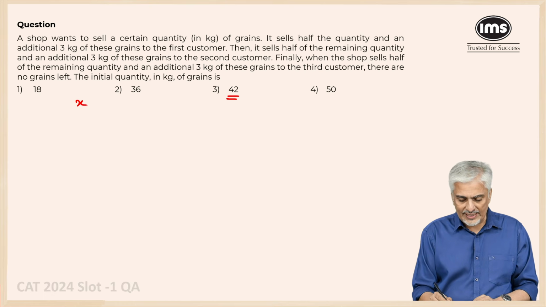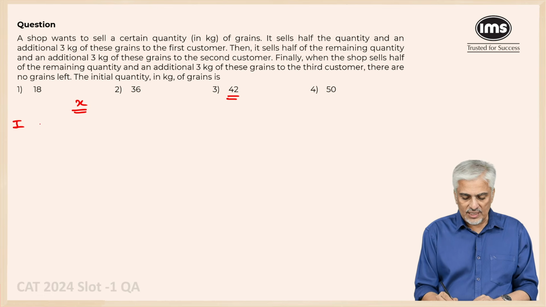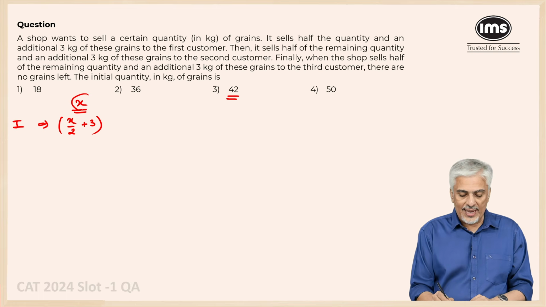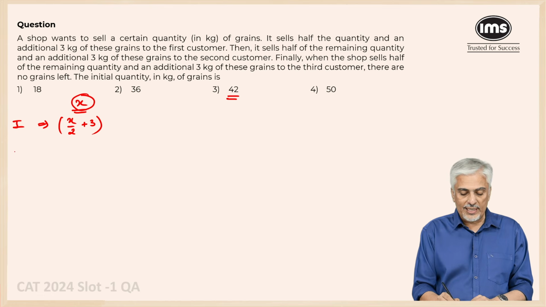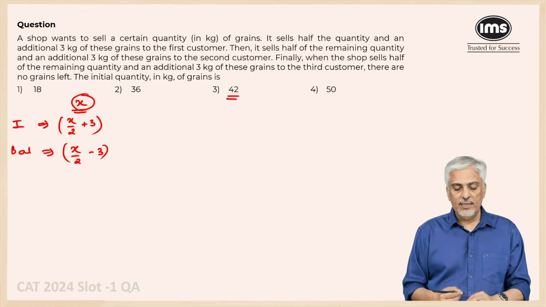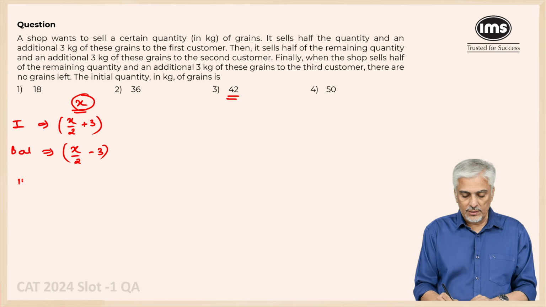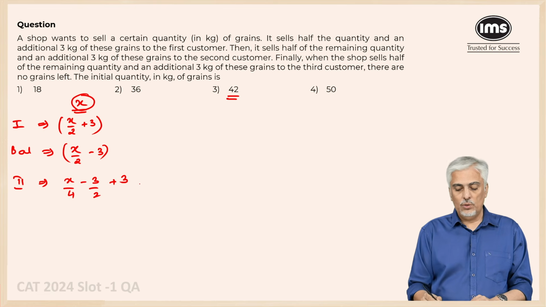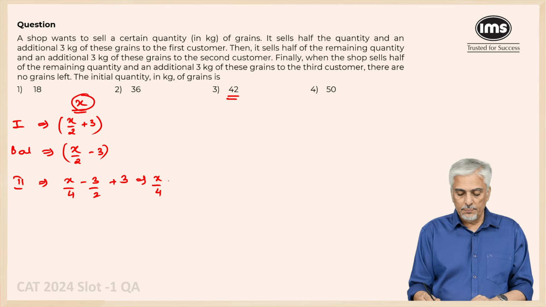So let's assume you had x kgs. What was given to the first customer? x by 2 and 3 was given. So what is the balance? From x, if I give away x by 2, I'll be left with x by 2. So balance would be x by 2 minus 3, right? Half out of this is again given to the second customer. So the second customer gets x by 4 minus 3 by 2 and 3 more, which is nothing but x by 4 plus 3 by 2.